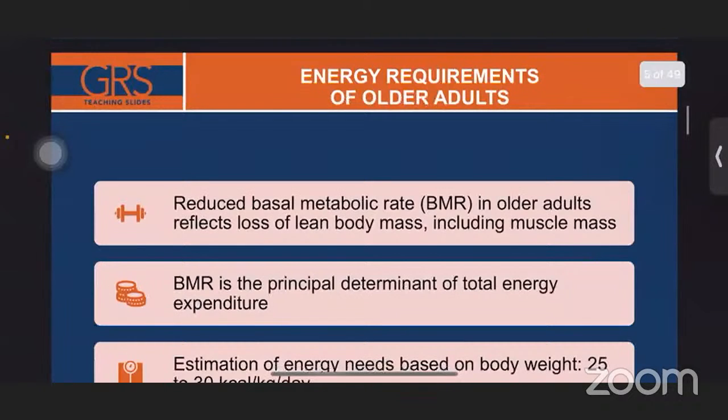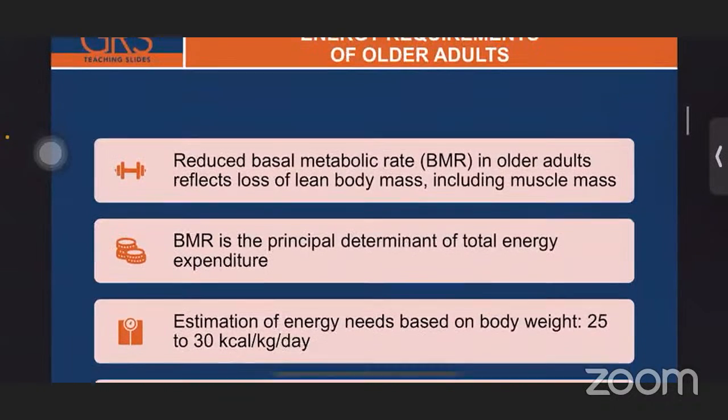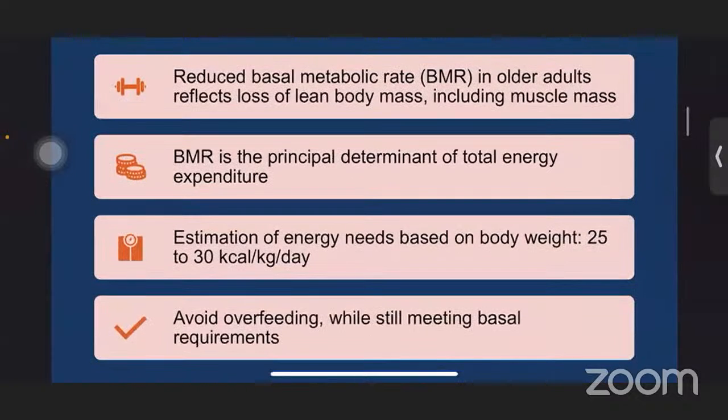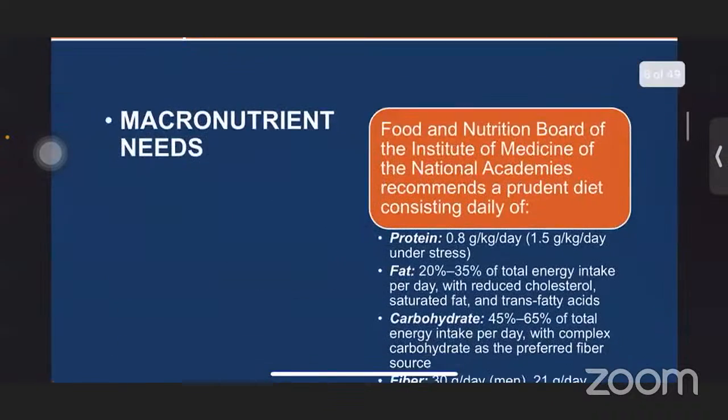Coming to the energy requirements of older adults, there is a reduced BMR in older adults, reflecting the loss of lean body mass, including muscle mass. And as we know, BMR is the principal determinant of total energy expenditure. So the estimation of energy needs based on body weight is about 25 to 30 kilocalories per kg per day. We have to avoid overfeeding while still meeting the basal requirements.